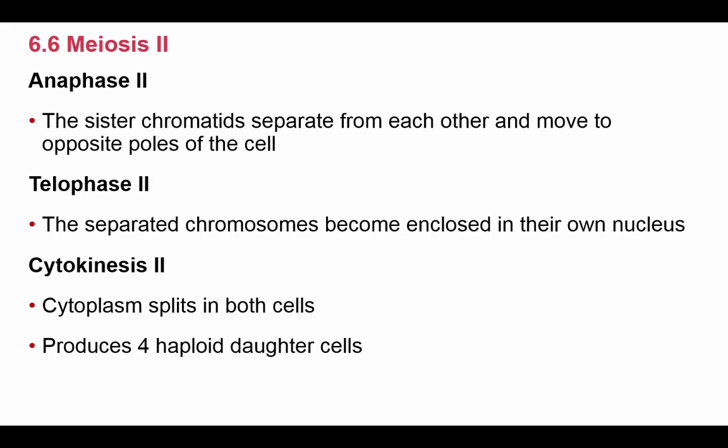Metaphase 2, the sister chromatids are going to line up in the middle. In anaphase 2, the sister chromatids are going to split, move to opposite poles. Telophase 2, the nucleus is going to reform around these. And at the end of cytokinesis 2, the cytoplasm is going to split those cells into 4 daughter cells that have half the number of chromosomes, so they are haploid, and they are all genetically different.